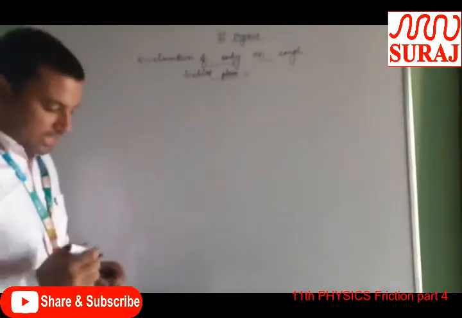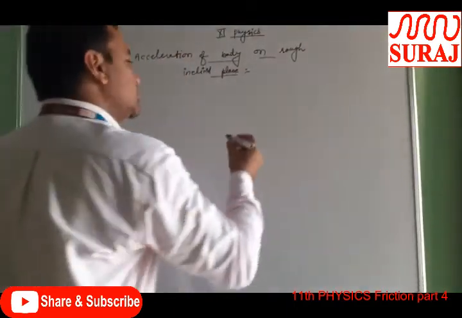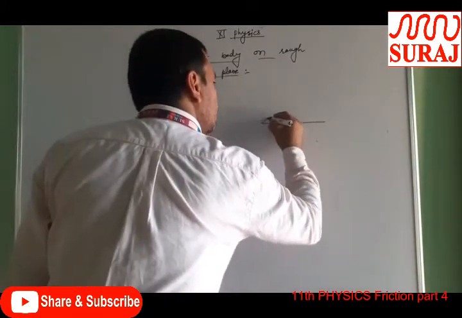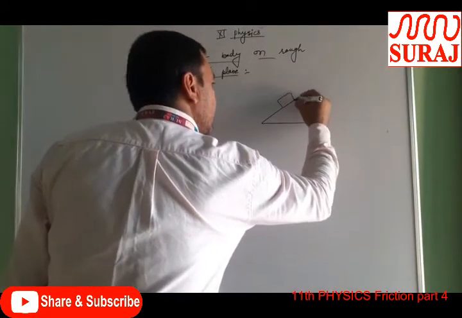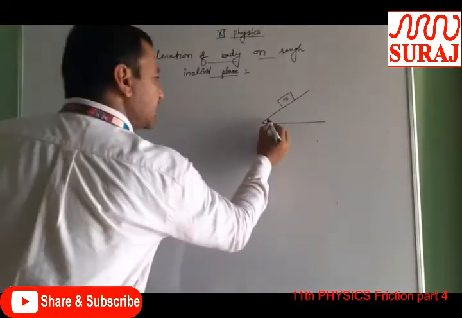Acceleration of the body on the rough inclined plane. Rough inclined plane means there is a friction between the surfaces. Consider a body of mass m placed on the inclined plane which makes an angle theta.